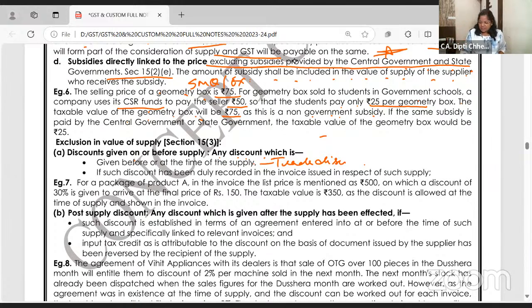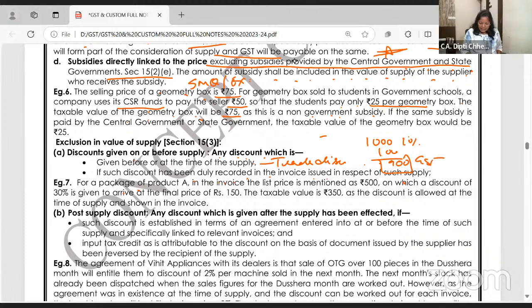I went to a stationery market and I said, I want 100 pencils. Yes, ma'am, 1000. How much discount? 10% customary we give. So GST will be charged on how much? 900. So discount which is given before the supply should it be reduced or not? Yes, if such discount has been duly recorded in the invoice.